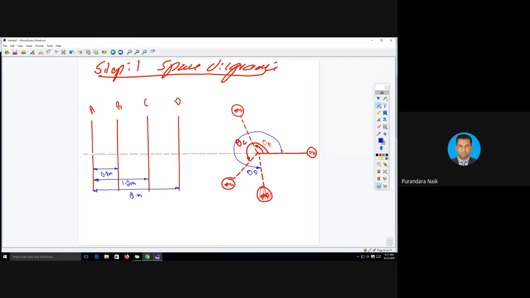This is about the space diagram. Any doubt in this? Those who have drawn the space diagram, compare your diagram with this one. Is there any mistake? You just correct it. No mistake, you can proceed.